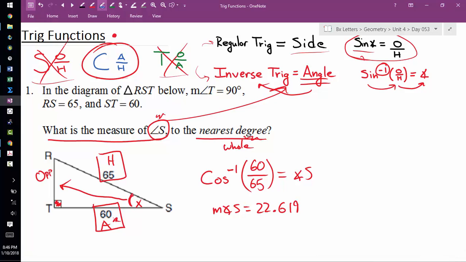So what I'm interested in is the tenths digit. I want to know, do I keep this as a 22 or do I round it up to 23? So I look to the right. If that number is 5 or greater, which it is, we're going to round the measure of angle S up to 23.